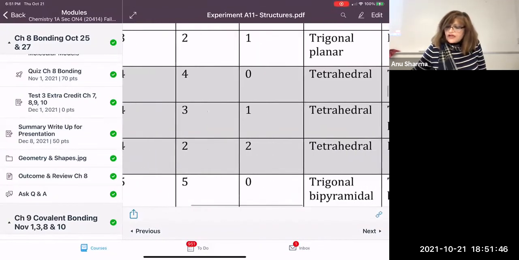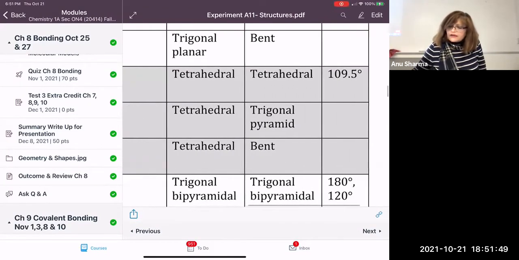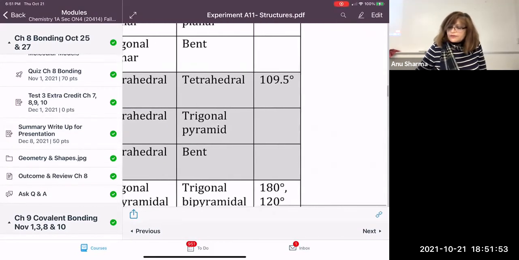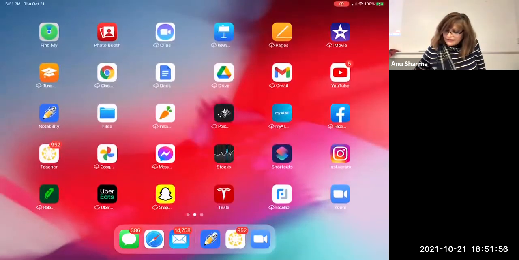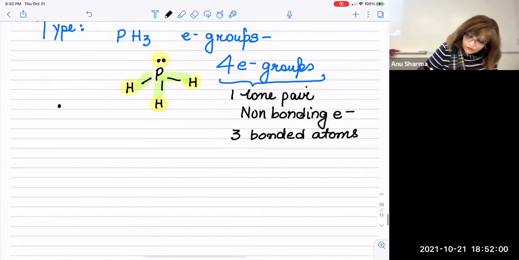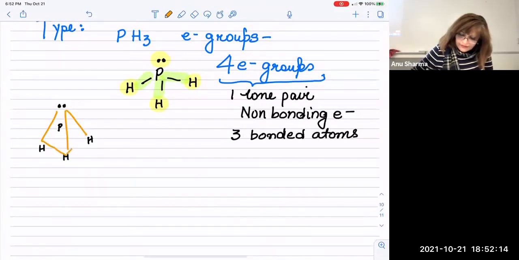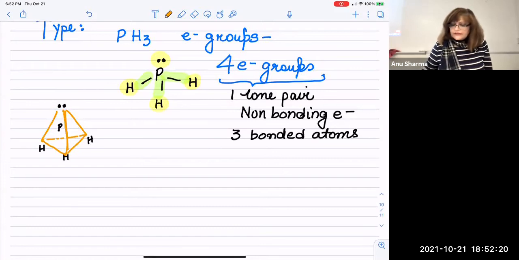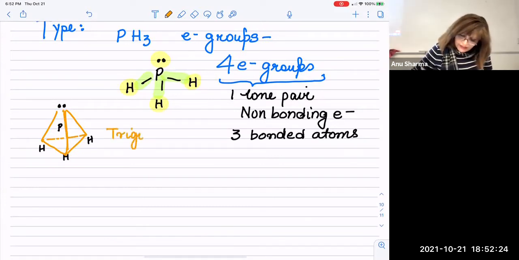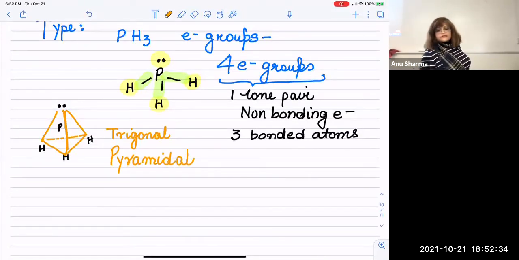So the 3 hydrogens and 1 lone pair: the shape is tetrahedral, but that's internally. Outside it is trigonal pyramid, like a pyramid. So lone pair on the top, internally is the phosphorus, and outside at the base of the pyramid are these hydrogens. So we will have a system like this. Trigonal means 3 parts, pyramid. Like a pyramid. That's the shape.